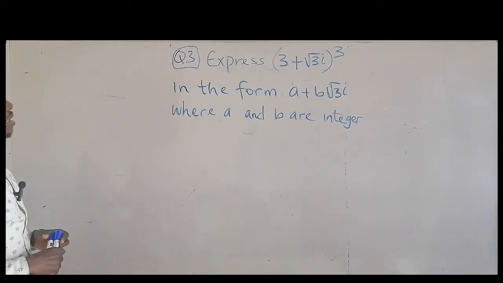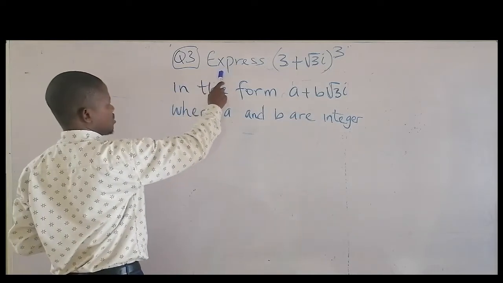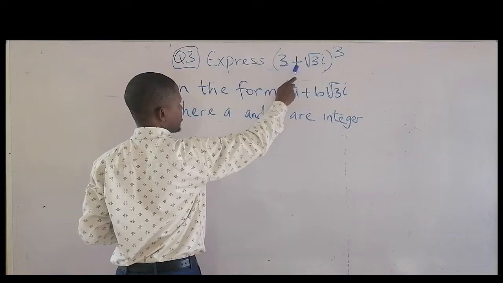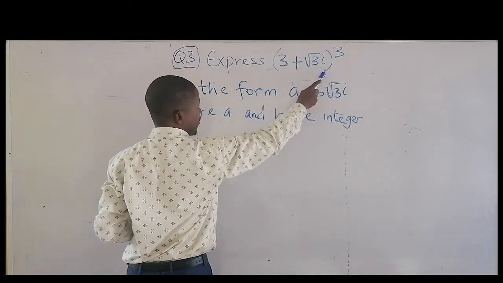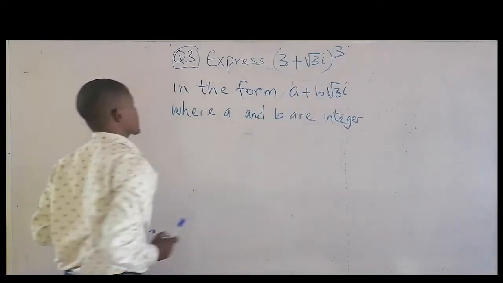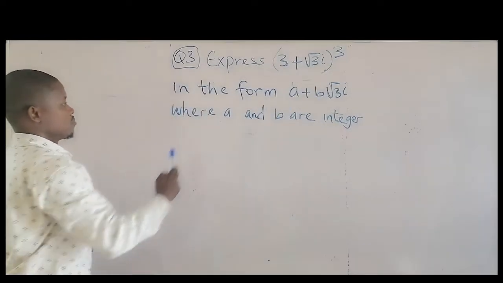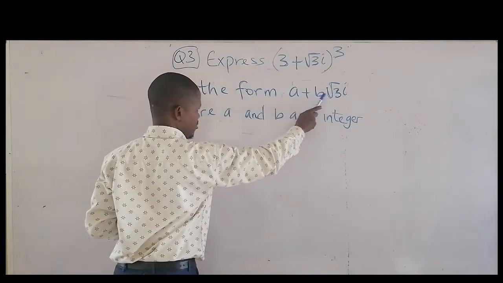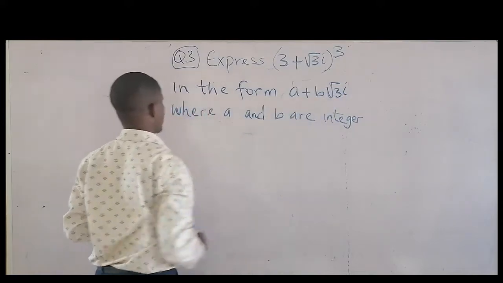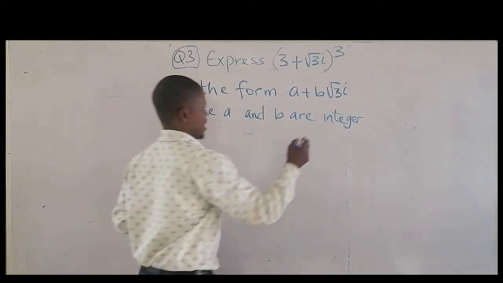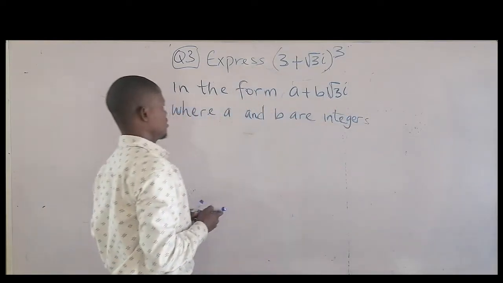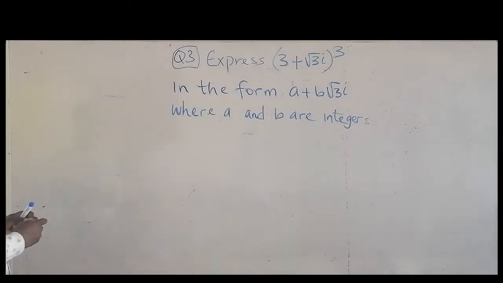Question 3. Express (3 + √3 i)³ in the form a + b√3 i, where a and b are integers. Okay? So what do you do now?